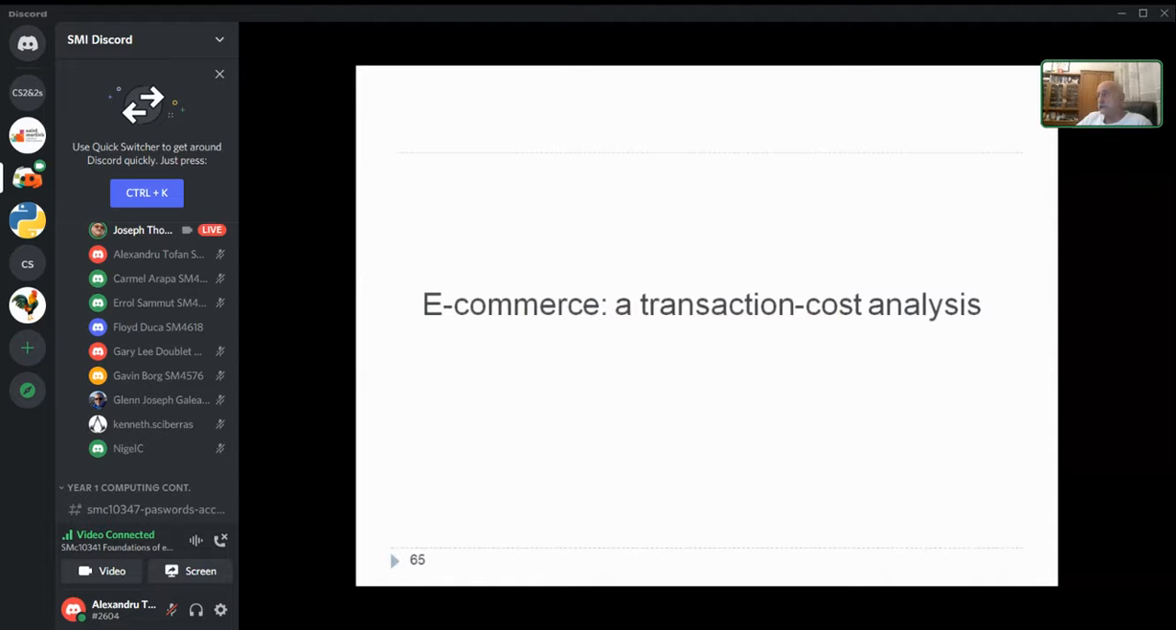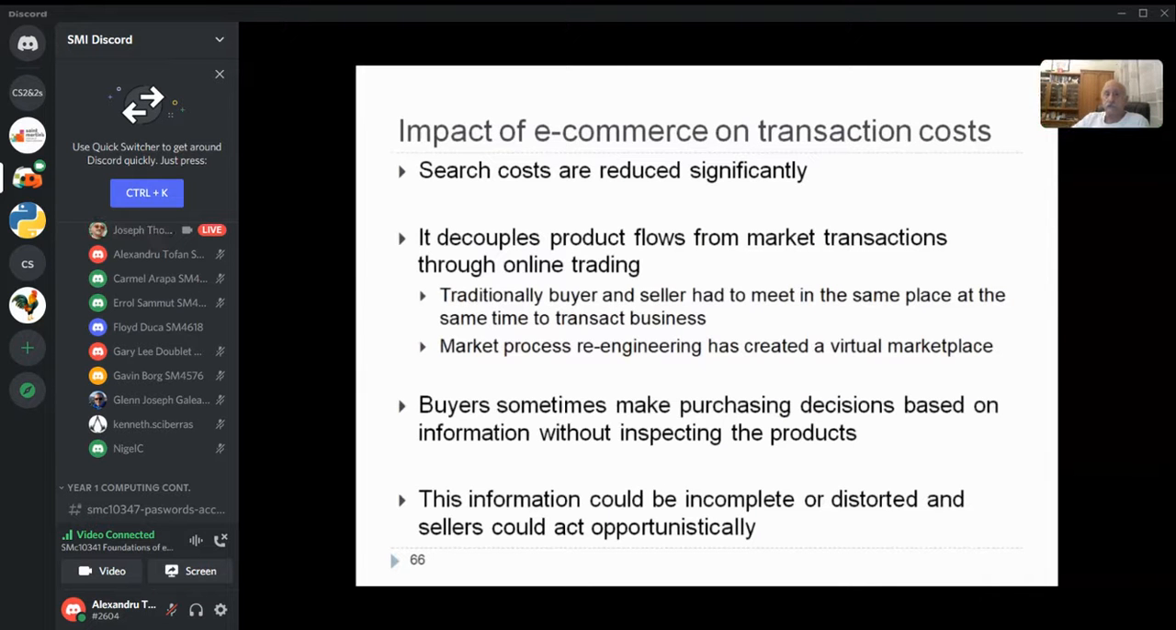Now, how does e-commerce fit into the transaction cost analysis? First of all, we look at the impact of e-commerce on transaction costs. The search costs are reduced significantly. Now, as I said, this is generally, right? Generally, search costs are reduced significantly. We don't need to go to an agent to identify where we are going to get our components from. We can find them over the internet ourselves. So generally, we reduce search costs significantly. Sometimes, though, we increase them because there is much more information that we need to go through.